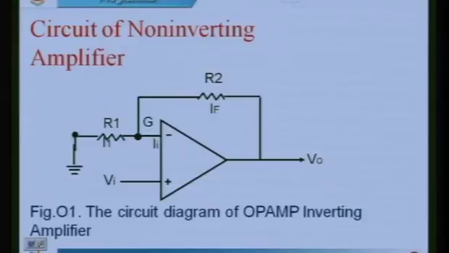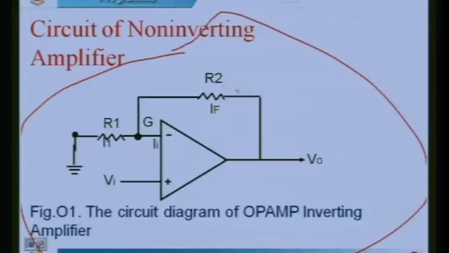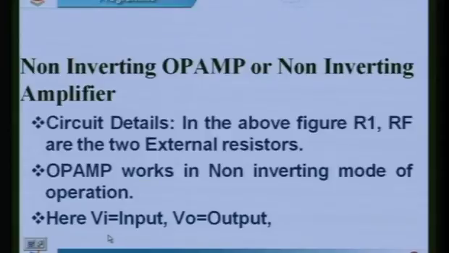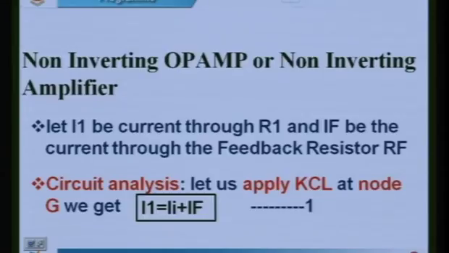Let us come to the circuit and see. I have shown here the non-inverting amplifier circuit, and R2 we have taken here as Rf, and this is the circuit diagram. Next, circuit details. I told you first we need to define the circuit definition, then circuit details, and then the circuit analysis. For the circuit analysis, let us apply KCL at node G. We get I1 is equal to II plus If, which we have done on the board so far.